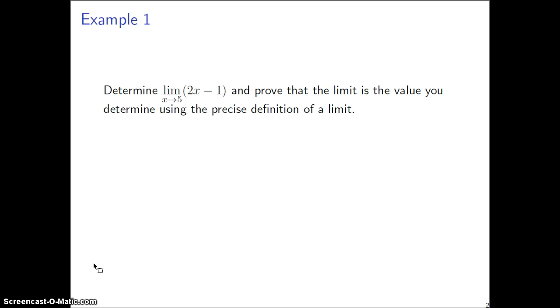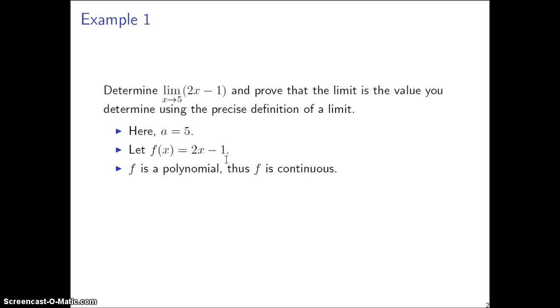Well, that part should be easy, but then take that value that you determined for the limit and show that that actually is the limit using the precise definition. So here, the special x value a is 5. The function that we're taking the limit of, f of x, is 2x minus 1.